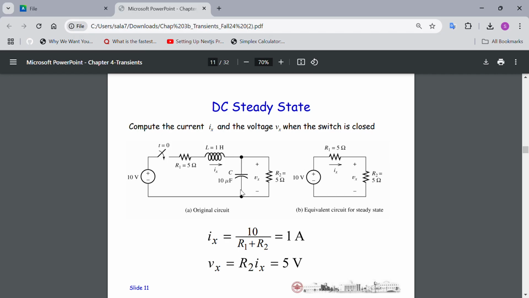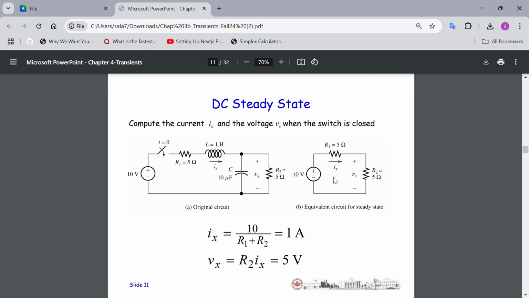And so we can see here a capacitor, an inductor, some resistances, a voltage source, and a switch. So what happened here is we replaced the inductance with a short circuit, basically a wire, and we replaced the capacitor with an open circuit, which is the VC right here. And so basically this is a normal circuit.